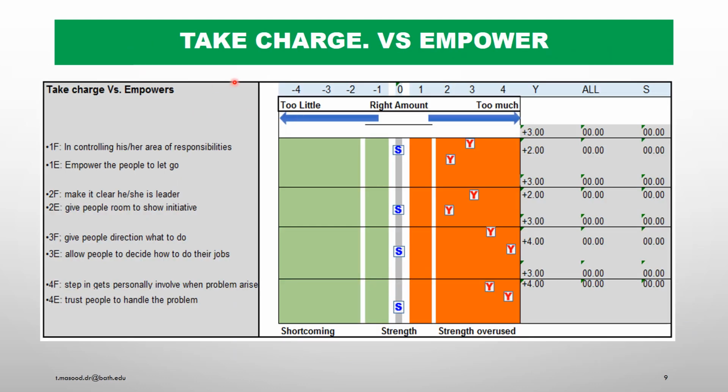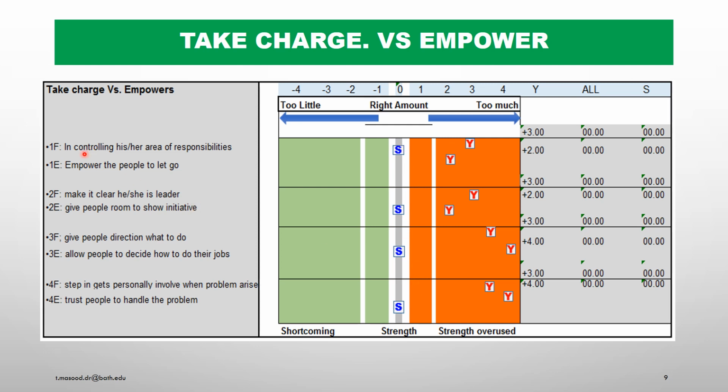Okay, in this slide I'll simulate the leadership model, take charge versus empower, the first segment of my model. As you can see here, the scale on the right-hand side is too much, the left-hand side is too little, and in the middle is the right amount of my strength. If I stay on the right-hand side, it means my strength is overused. If I stay on the left-hand side, it shows a shortcoming of my strength. If I stay in the middle, I use the right amount of my strength.